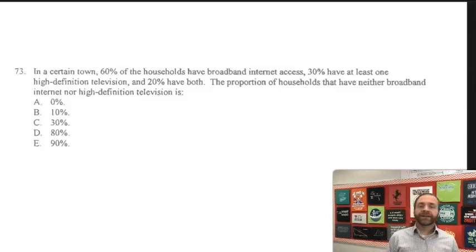We're being told in this problem that in a certain town, 60% of households have access to broadband internet, 30% have at least one high-definition television, and 20% have both. We're being asked to find the proportion of households that have neither broadband internet access nor a high-definition television. I'm going to focus on how I would do this for a free response first.